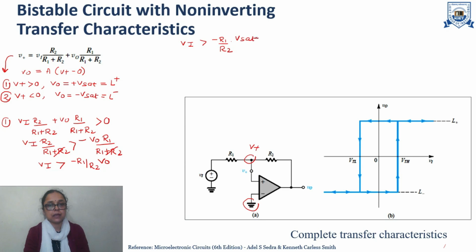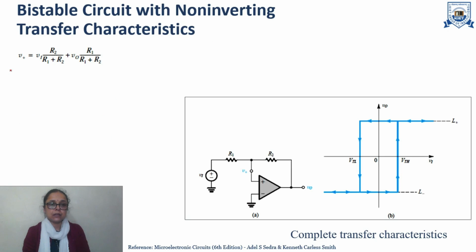So, it will be like this. Vi should be greater than the lower threshold voltage. This voltage is the lower threshold voltage. So, Vi should be greater than the lower threshold voltage, then we will get the output as plus Vsat. Similarly, we can derive the second condition also: what is the condition when we get the output as minus Vsat. For that, we have to put the value of V plus in this equation, then we will get the condition.